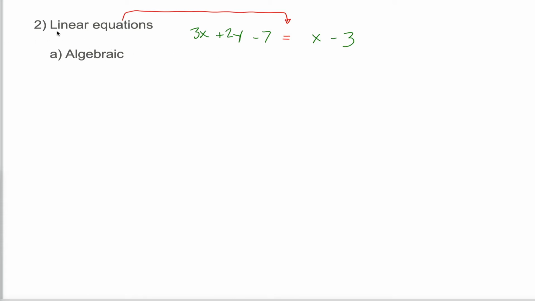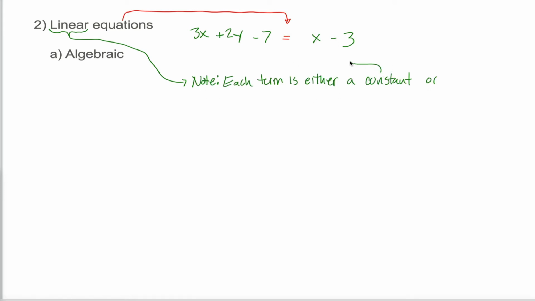what's called a linear equation because each of the terms, the things separated by plus and minus signs, so there's 5 terms here, 1, 2, 3, 4, 5, is either a constant, meaning just a number like the number -3 or the number -7, or what's called a linear term where I have a number times a variable. So like the number 3 times the variable x, the number 2 times the variable y, and the implied 1 here times the variable x.